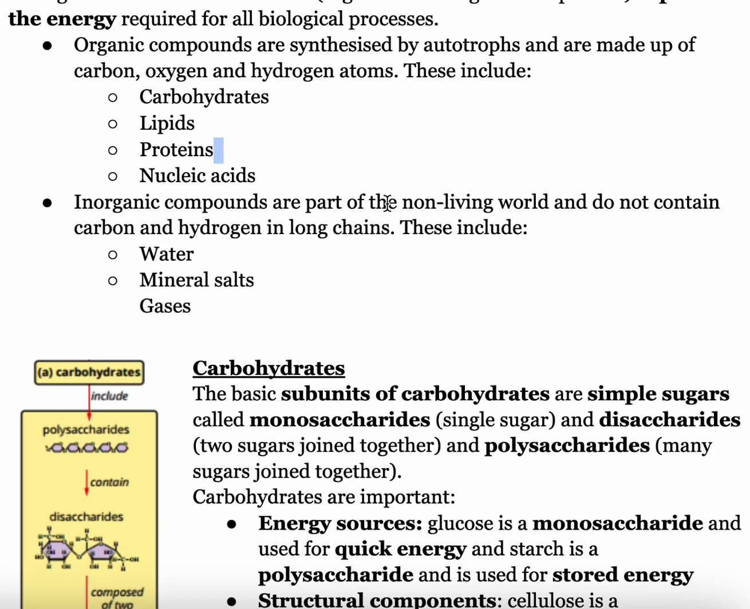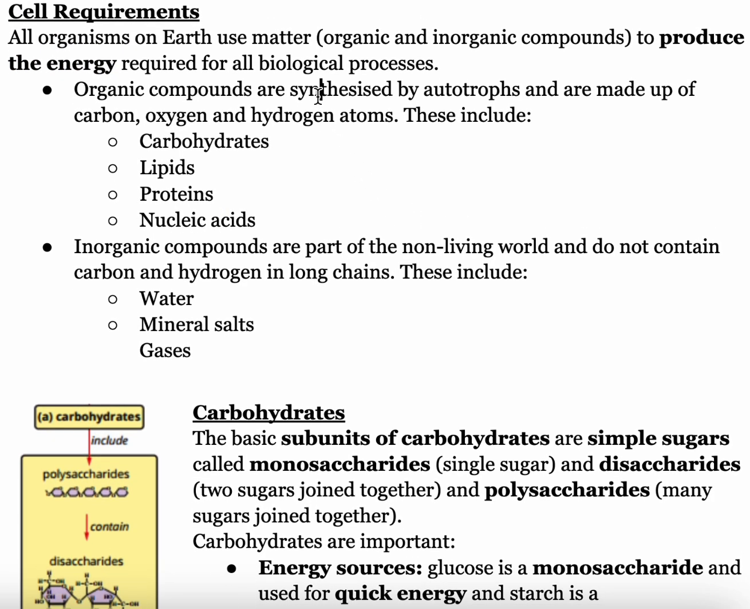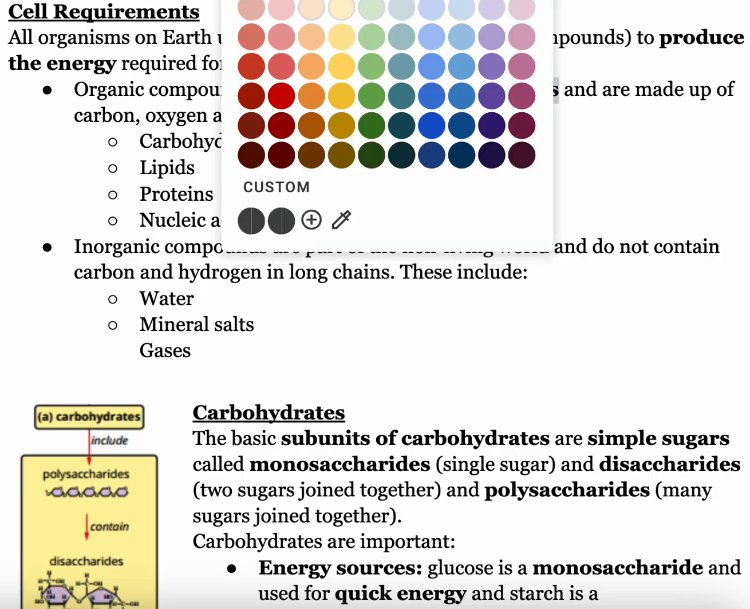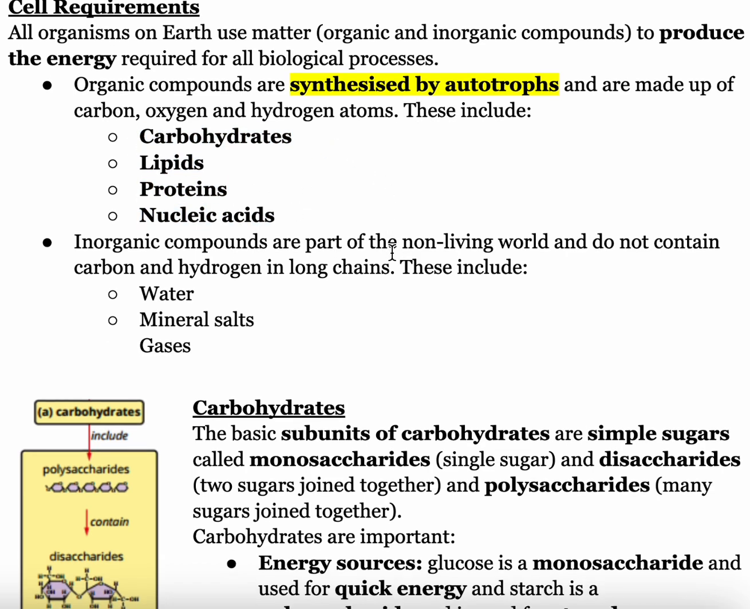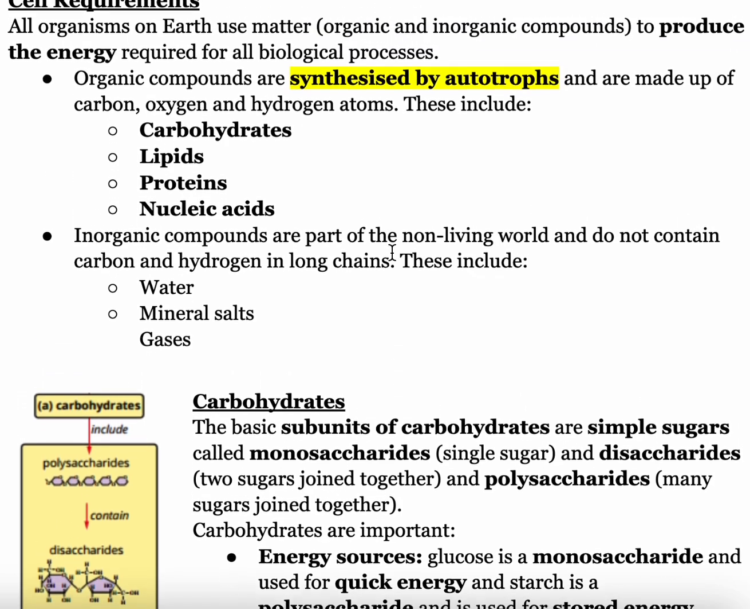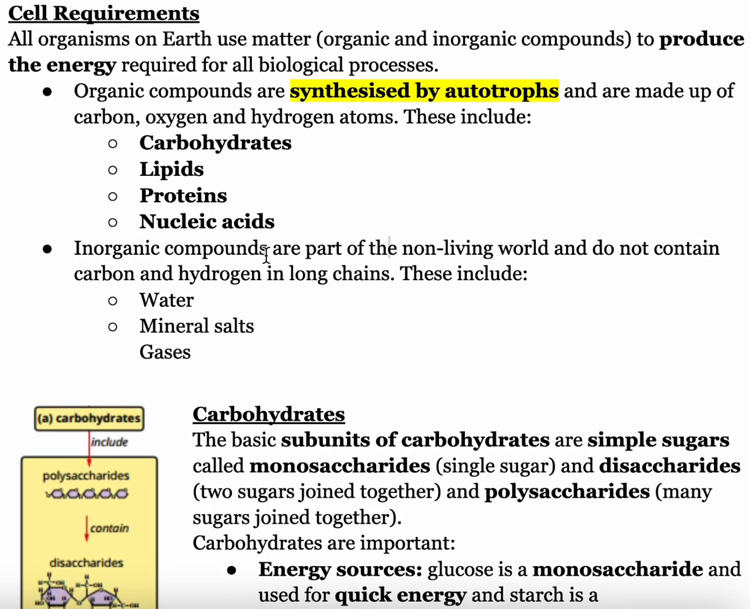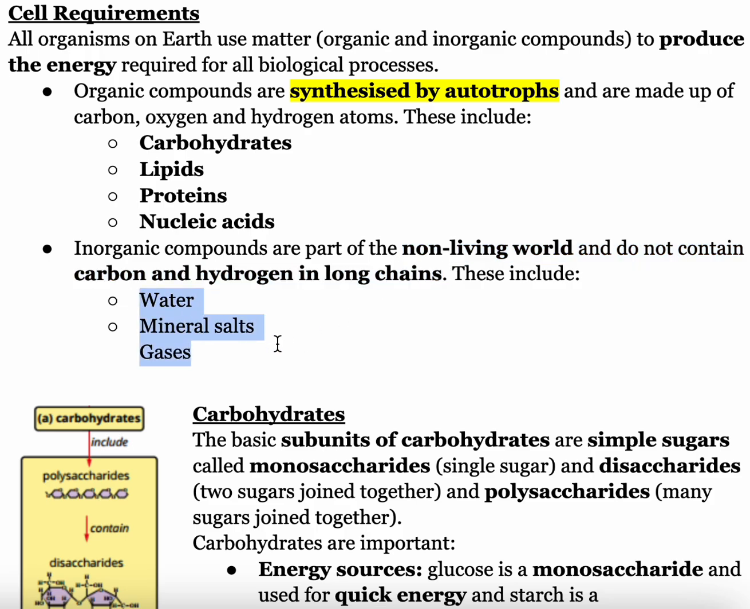processes. Organic compounds are synthesized by autotrophs and are made up of carbon atoms. These include carbohydrates, lipids, proteins, and nucleic acids. Inorganic compounds are part of the non-living world and do not contain carbon in their long chains. These include water, minerals, and others.